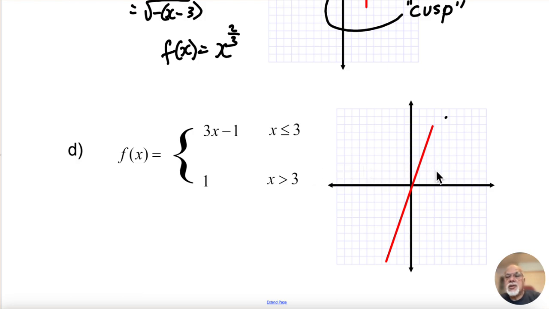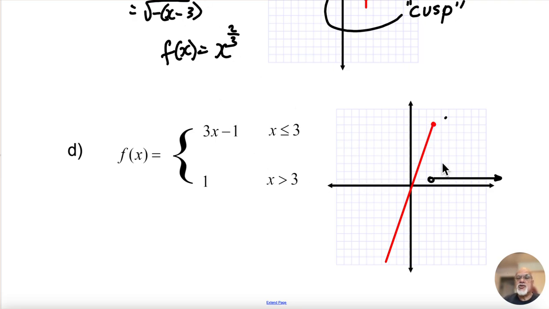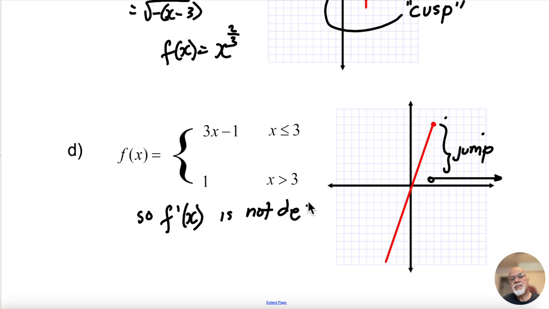And so at this point, what does that look like? Well, y equals 1 is just a straight line. So it goes from here to there onwards. Right, so this graph goes like that. And this was strictly greater than 3, so there's a hole here, but that hole is filled, of course, by this function up here. So here's an example of what they call a jump. So this is a jump. And so f prime of x is not defined at x equal to 3.